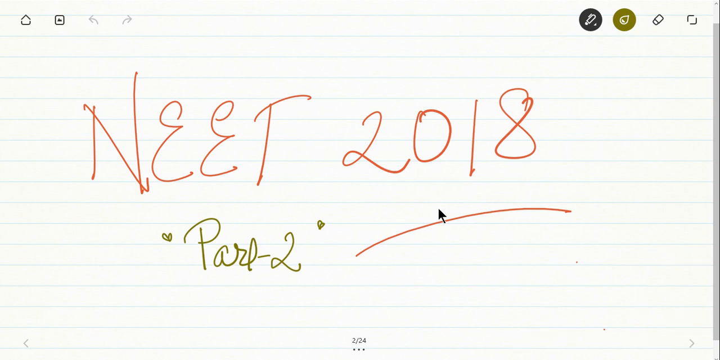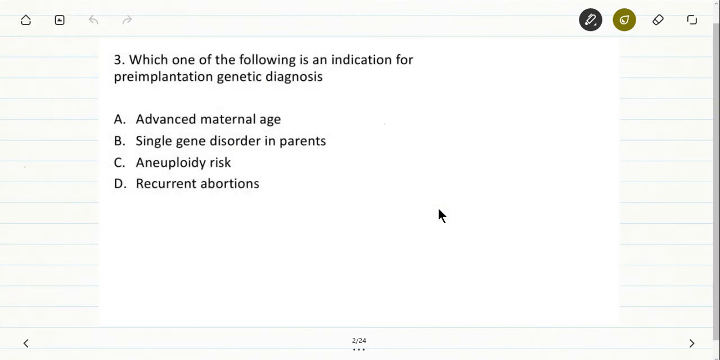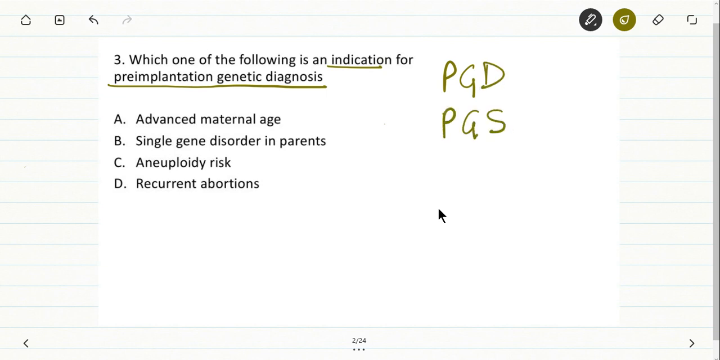There is this one question which I'm sure most of you must have marked incorrect because most of you don't know what this term pre-implantation genetic diagnosis actually means. The question says, which is an indication for pre-implantation genetic diagnosis? Now you have to know that there are two similar terms, pre-implantation genetic diagnosis and pre-implantation genetic screening. So this question was basically the difference between diagnosis and screening.